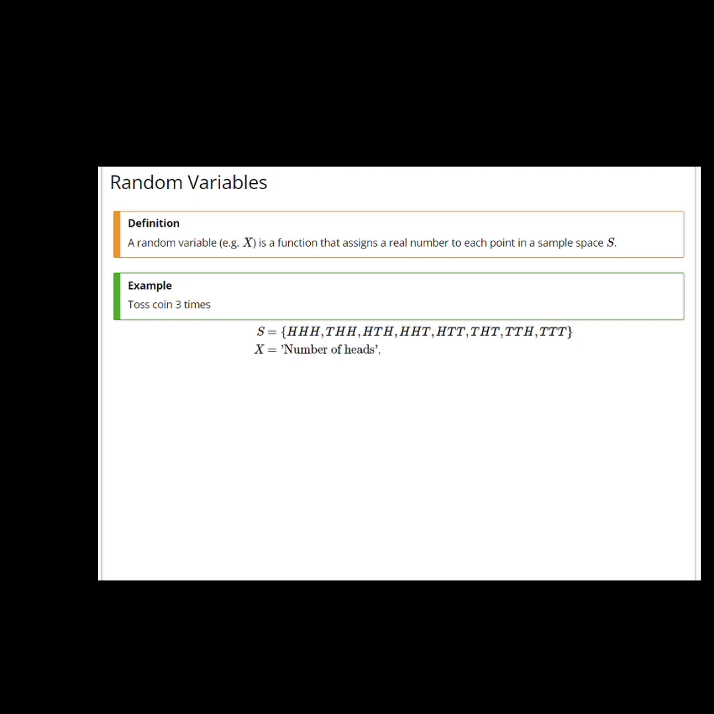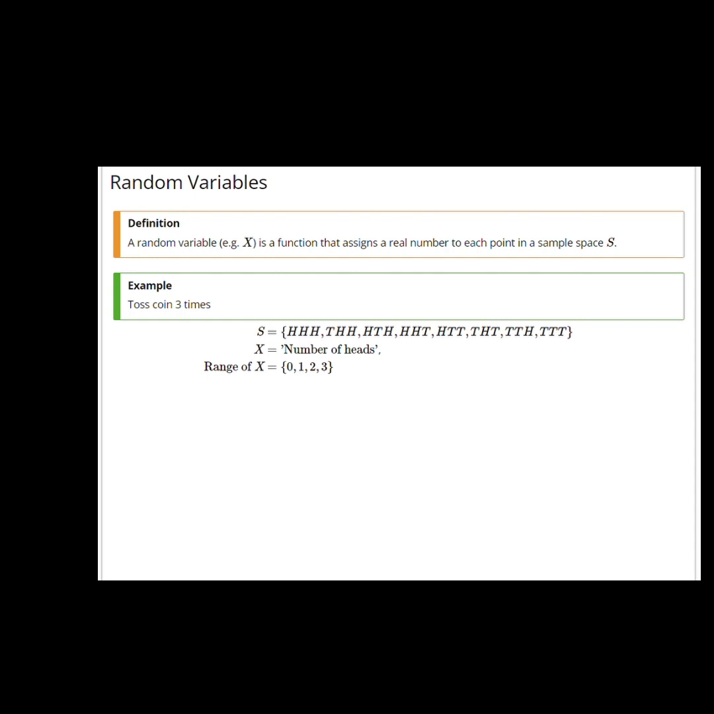Suppose I'm interested in a random variable which counts the number of heads. Call it the random variable X. The range of values of X, in this case, is the set of integers 0, 1, 2, 3. Only these values are possible for the random variable X.